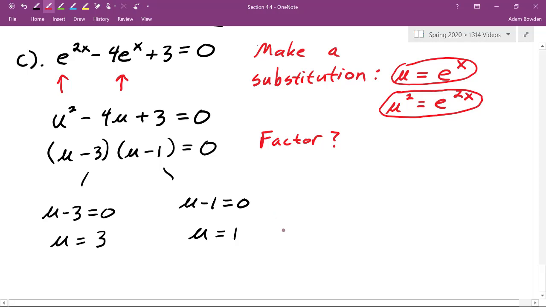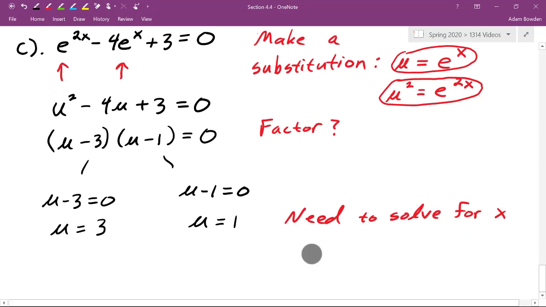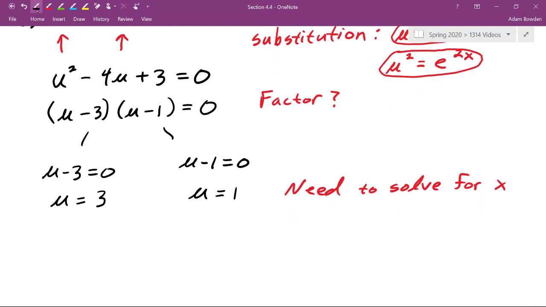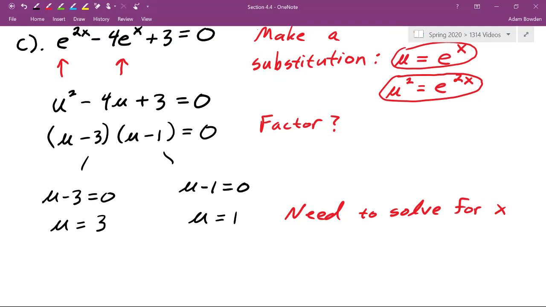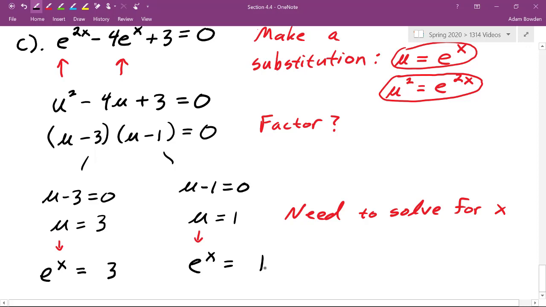But that's not quite done. We still need to solve for the original variable that we started with, for x. The whole purpose of using u was just to make it a little bit easier to work with. So we had up above that u is e to the x. So each of these u's, I'm going to change to be e to the x. e to the x equals 3. e to the x equals 1.